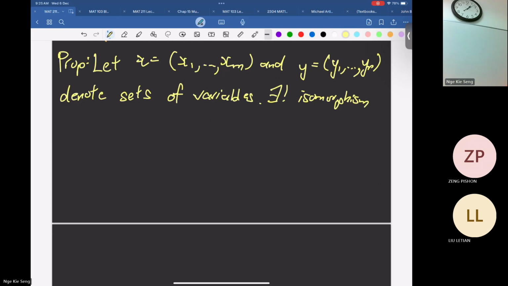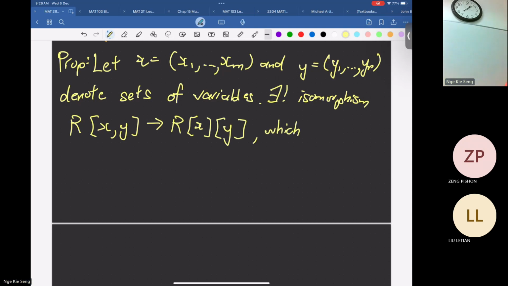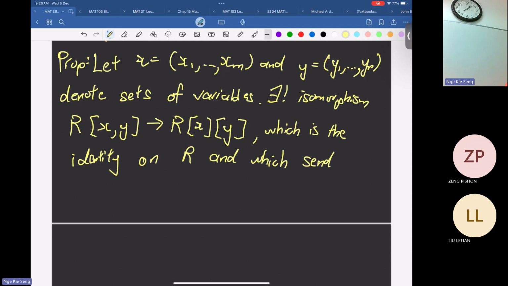The isomorphism from R adjoint xy to R adjoint x and then adjoint y, which is the identity on R. And in which sense? You see, while I'm talking here, you should start quickly thinking. Give me a set x1, x2, give me y, y1, y2. Okay, try and form this map here.